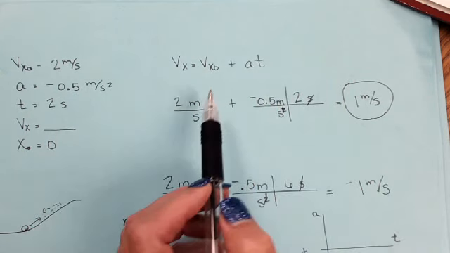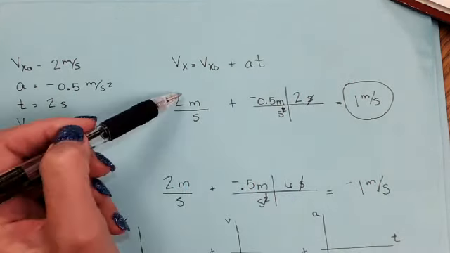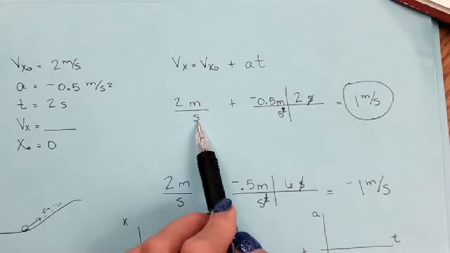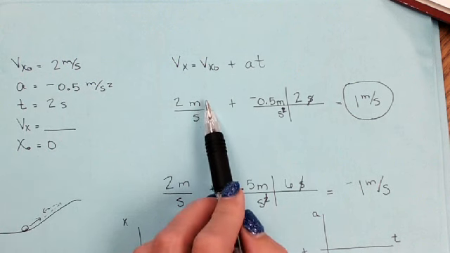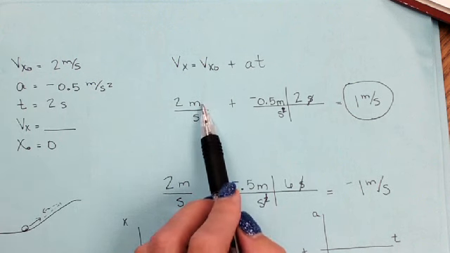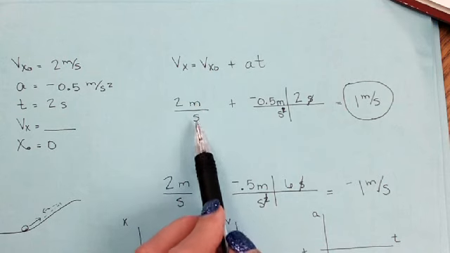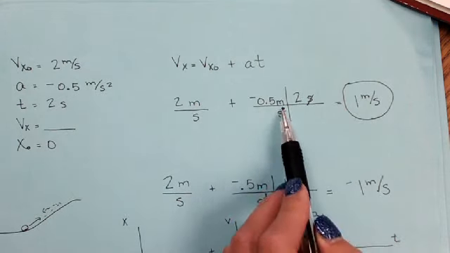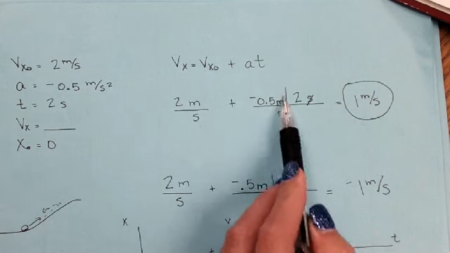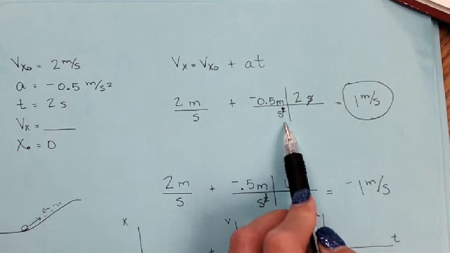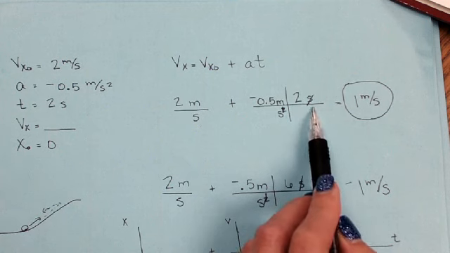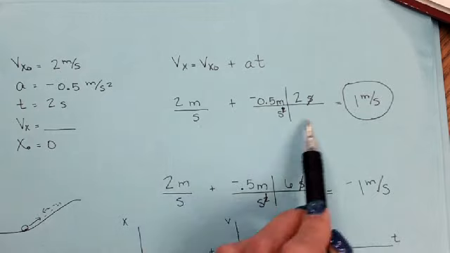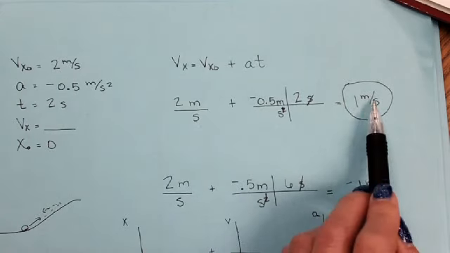Okay, so every variable has its own apartment. It's upstairs and downstairs. Okay, so Vx naught is 2 meters per second. Remember, no slashes above or below the main line. So meters goes on top, seconds goes on the bottom. Plus negative 0.5 meters per second squared. Again, no slashes above or below the main line. And then times 2 seconds. Cancel out my seconds. Enter this into my calculator, and I get 1 meter per second.